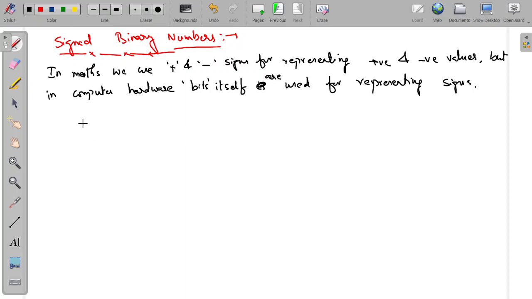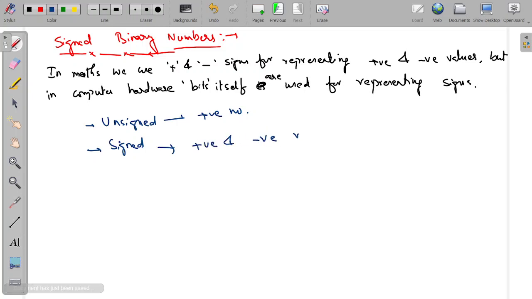So we can have unsigned and signed binary numbers. Unsigned numbers are always assumed to be positive numbers, but when we need to deal with negative numbers also, then we adopt this concept to represent positive and negative numbers. So unsigned numbers consist of only positive numbers, but here you will find both positive and negative numbers.